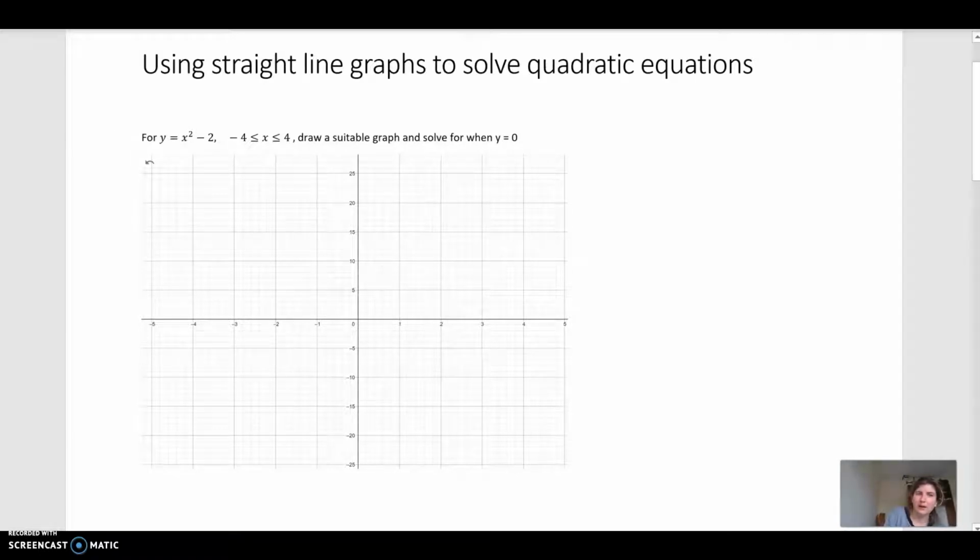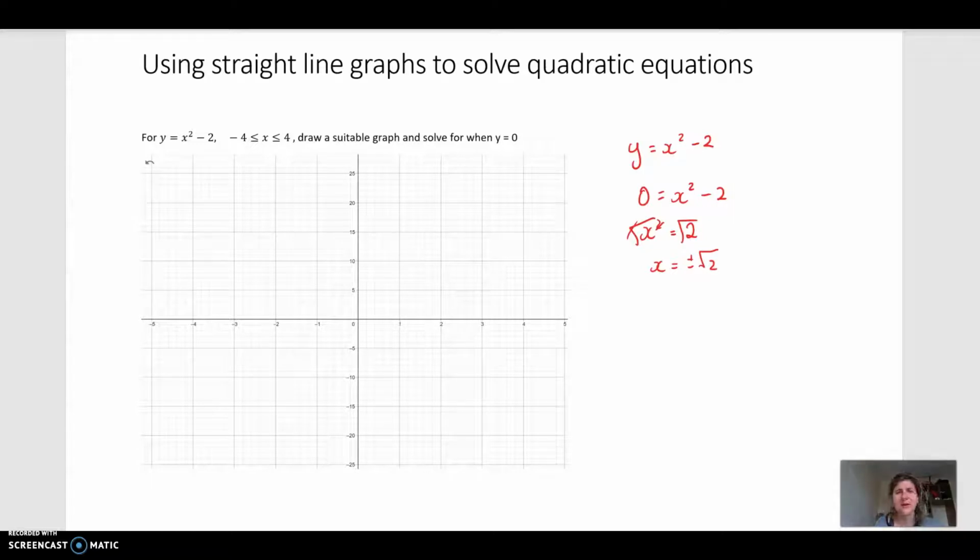Now, normally when we're solving, and again, this is where it's going to be a bit stupid, we would write down our function first, y equals x squared minus 2. If we want to solve for where y equals 0, we let y equal 0. We end up with x squared minus 2 equals 0. Then we could take the 2 onto the other side, so we'd end up with x squared is equal to 2. And then we could take the square root of both sides, and we'd end up with x equals plus or minus the square root of 2. Okay, that's about 1.4-ish, or something along those lines.